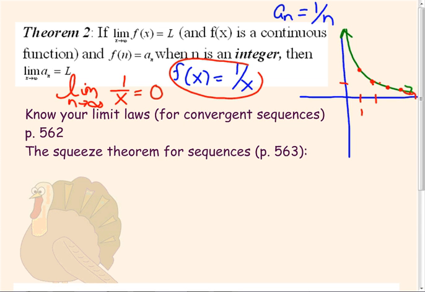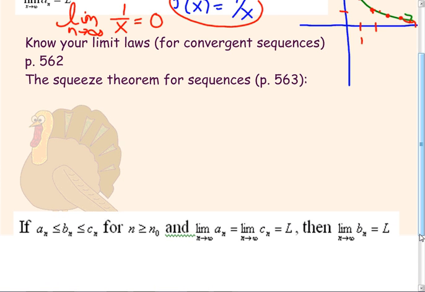And our limit laws are on page 562. I'll let you look those up, but they're the same old limit laws that we've had before. And the squeeze theorem for sequences is on page 563. And you're going to put this into your little packet, so you're going to take notes there. Okay, if I have 3 sequences, I have a sub n, I have b sub n, and c sub n. And b sub n is trapped between these 2 sequences.